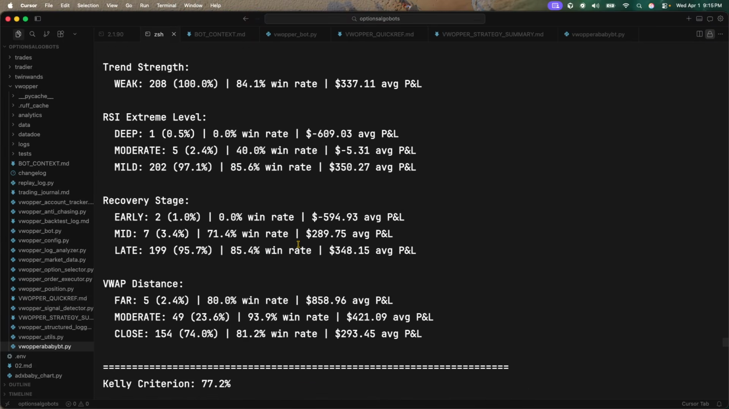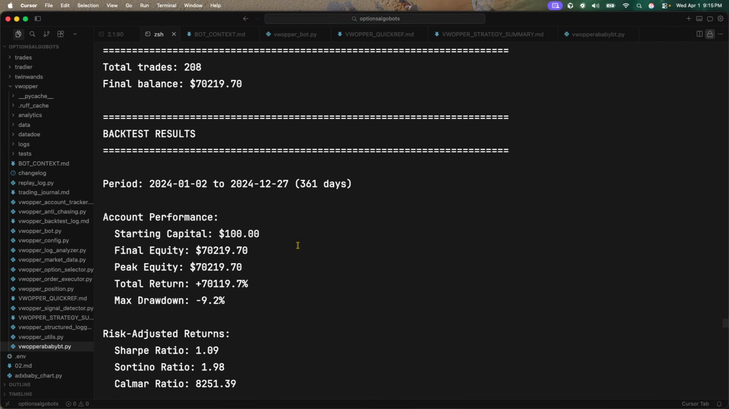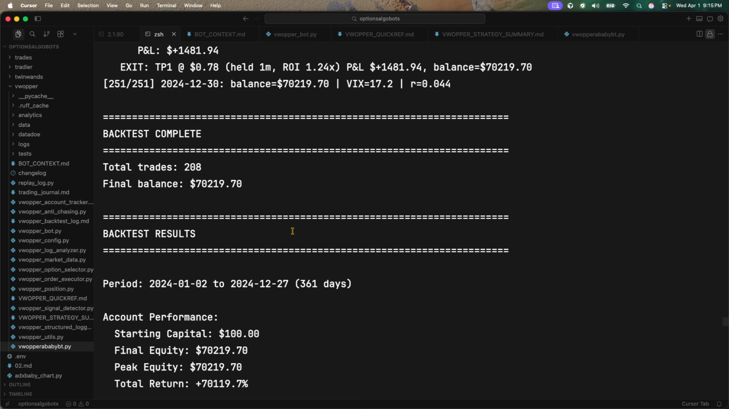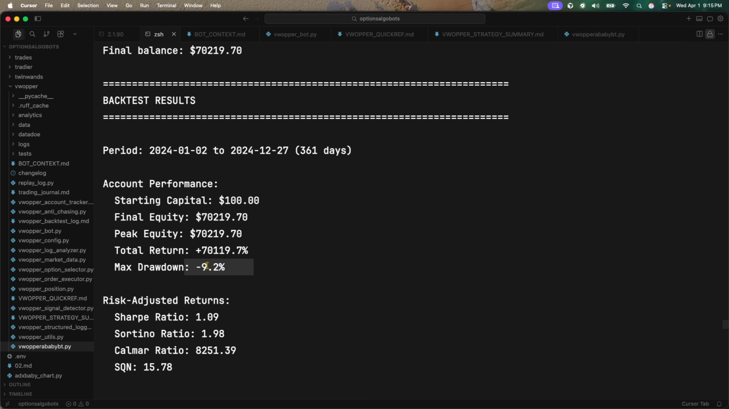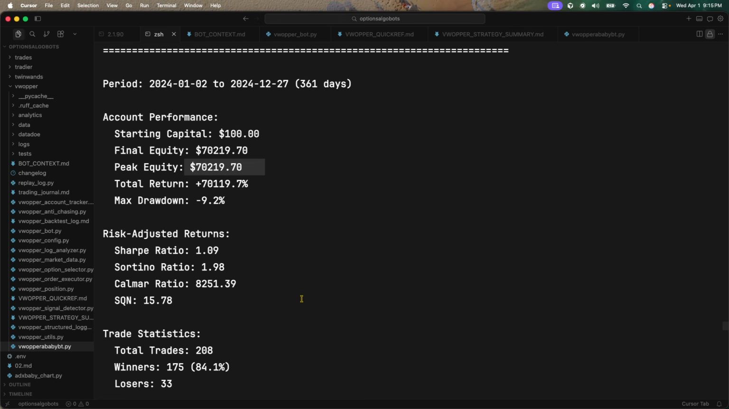So again, all of our back tests start at $100, unless I tell you otherwise. What this strategy was able to do, out of 208 trades, was start at $100 and go to $70,219.70. The max drawdown is negative 9.2%. What that means is that at one point in time, the strategy went down from $100 to $91.80. But at the end of the year, it was able to bring us $70,000. So that's not that bad.